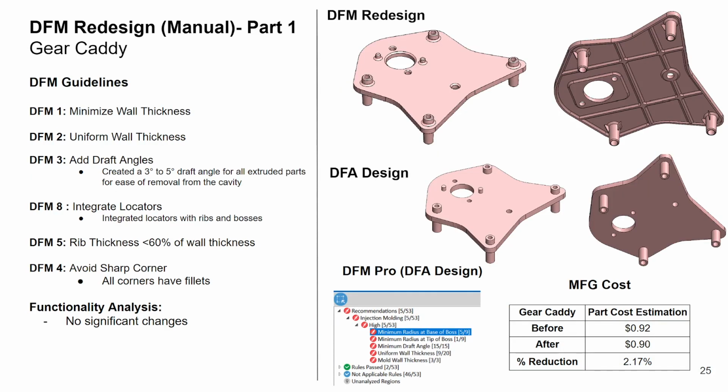For the gear caddy redesign, we mainly focused on making everything a little bit more uniform. So we minimized the wall thicknesses where we could and made it a more uniform wall thickness throughout. We added a couple of draft angles and we had locators with ribs. And we made sure the rib thickness was less than 60% of the wall thickness. And we avoided sharp corners, so we had fillets everywhere. As you can see, there was no significant change in functionality and also not a huge change in cost, but we did have a 2% cost reduction.